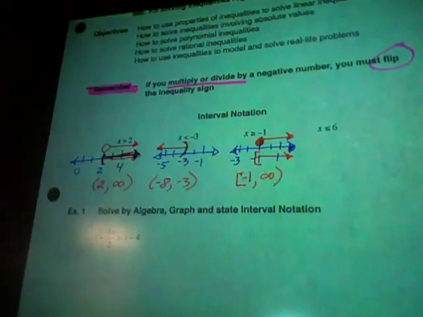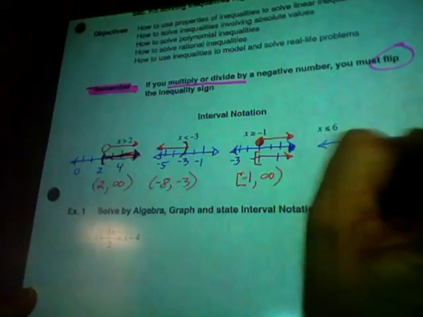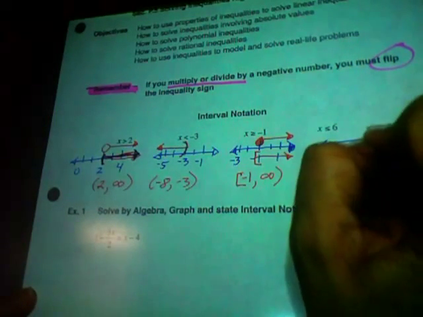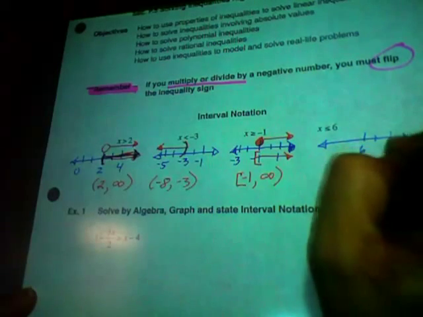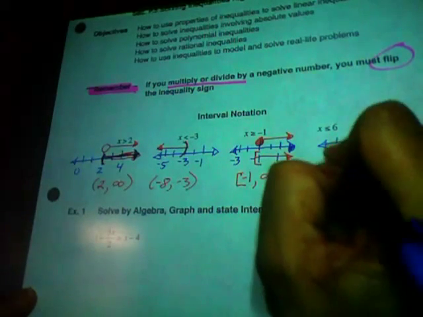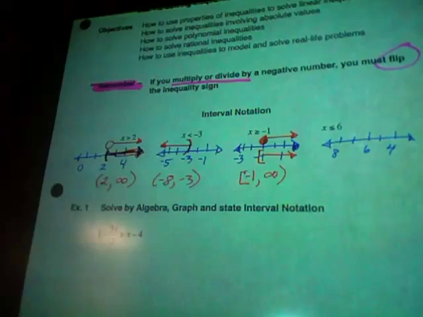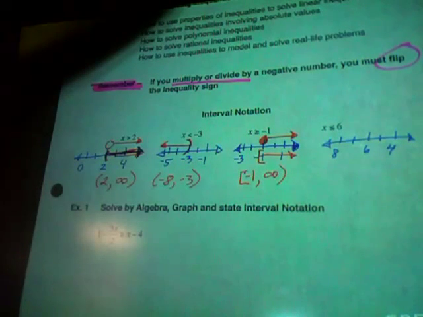And then last one. I want you to do this one all by yourself. Such a toughie. So show whatever notation you want to for the number line, and then your interval notation below it.